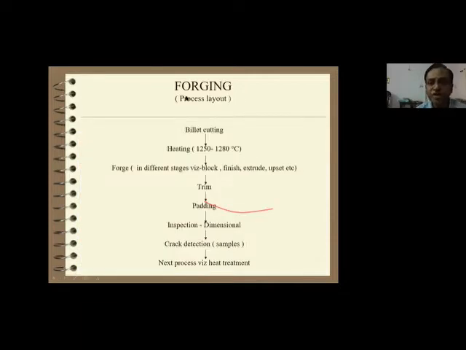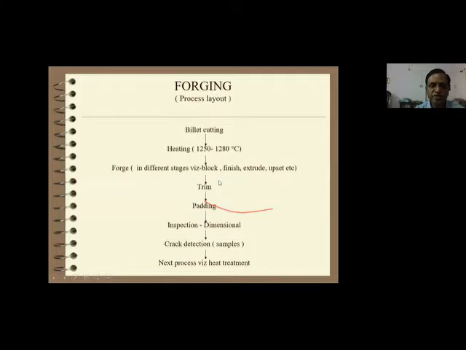Again, when we go for the forging process layout, the first thing is billet cutting. Then normally the forging temperature range is 1250 to 1280 degrees centigrade. Then it is subjected to forging. Depending upon the component configuration, there could be different stages like blocker, finisher, or maybe extrusion or upsetter. That will vary based on the final component configuration.